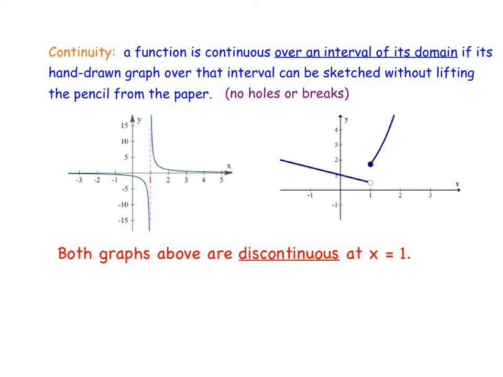Same thing here. This is a piecewise function. So as I draw this part, got it. Then I have to pick up my pencil. Now I can draw this part. So this has a break in it or a hole. So these graphs are both discontinuous at x equals 1. There's something going on there that's breaking it.